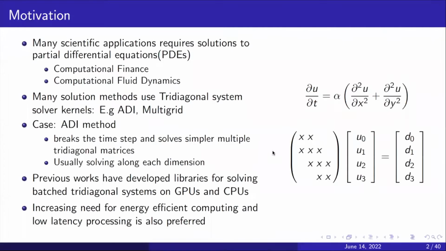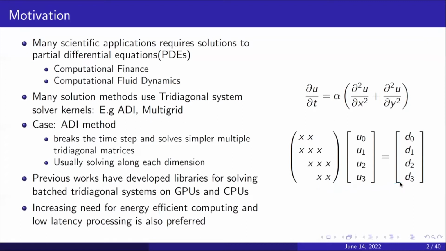Many scientific and HPC applications involve solving partial differential equations numerically. Popular domains are computational finance and computational fluid dynamics. Solution methods like ADI and multigrid utilize tridiagonal system solvers. We can solve this 2D heat diffusion equation using the ADI method. It breaks the time steps into two and solves multiple tridiagonal systems like this along the X dimension and Y dimension.